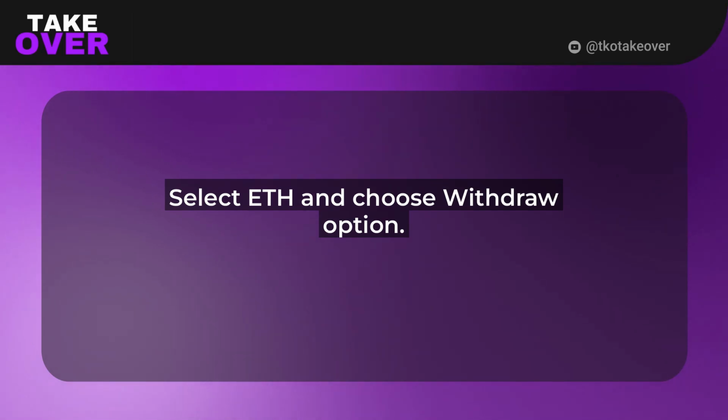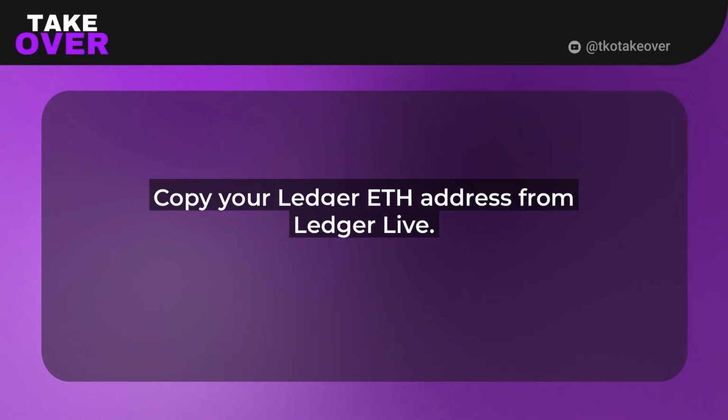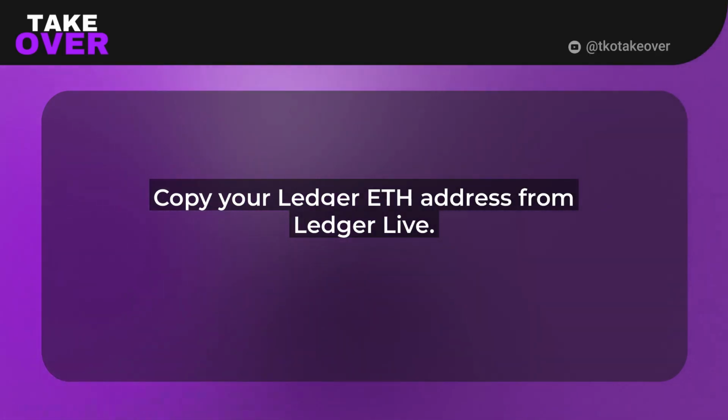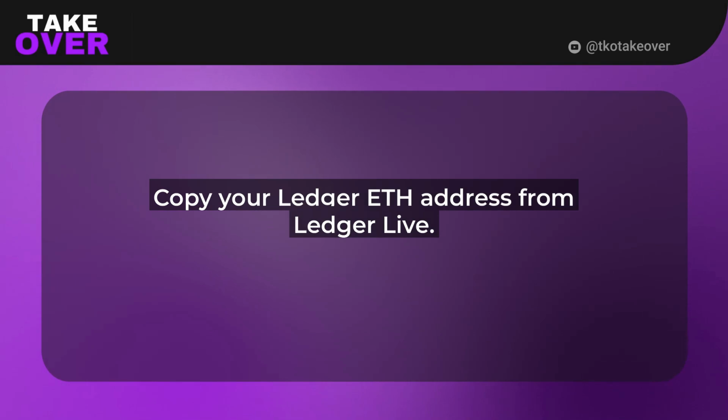Step 4. Back on Binance, paste this address into the Address field. Double-check that it's correct. One wrong character could send your ETH to the wrong place. Then, enter the amount you want to withdraw, making sure it's above any minimum limits, and select your network. Stick to Ethereum, ETH, for compatibility.